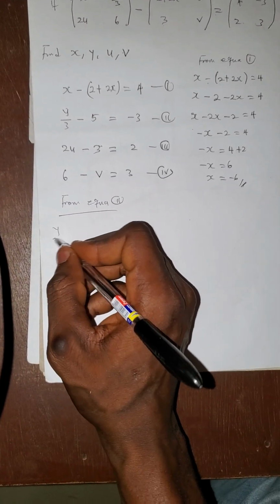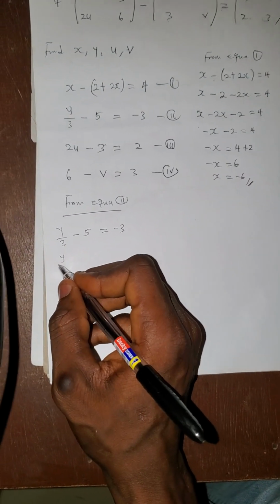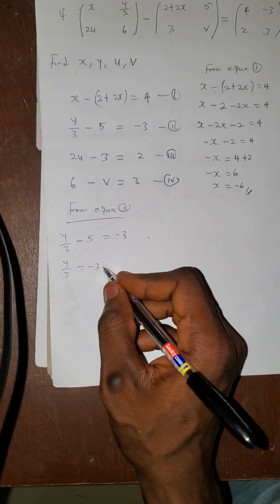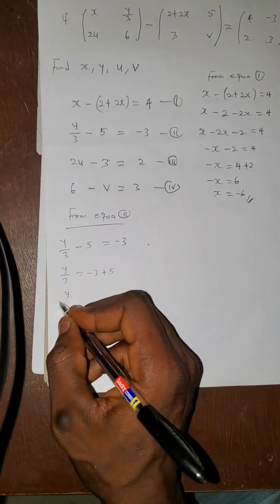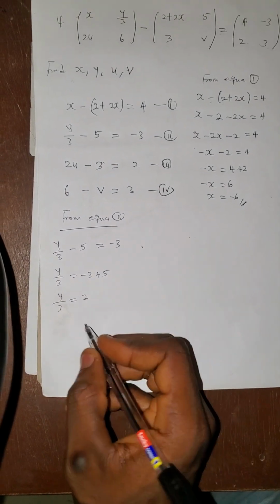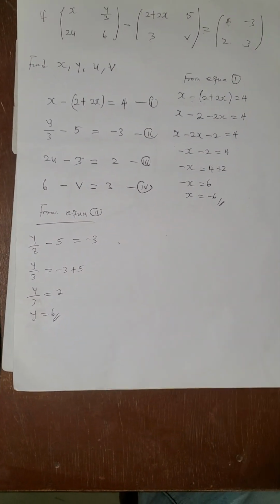Equation 2 says y over 3 minus 5 is equals to minus 3. So y over 3 will be equals to minus 3. If you take minus 5 to this side, it becomes plus 5. So y over 3 is equals to minus 3 plus 5, it will be 2. If you cross multiply, y is equals to 6. So y is equals to 6.